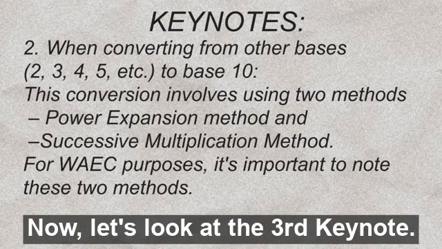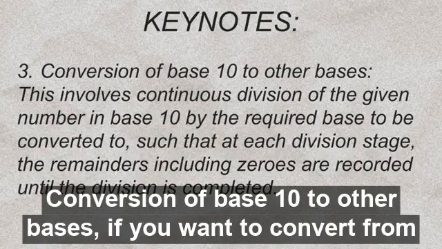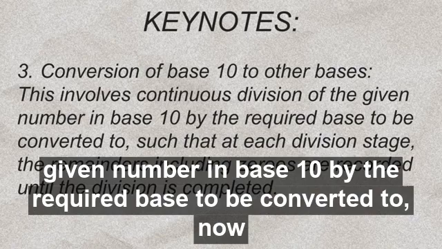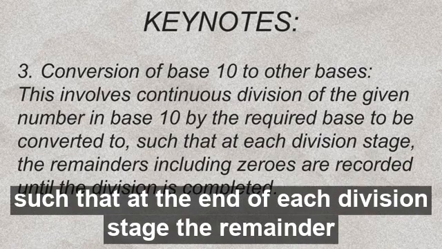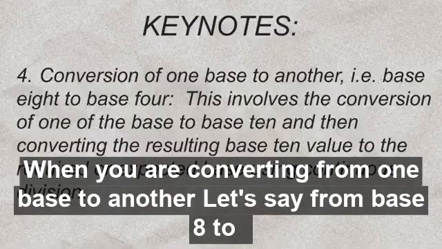Now, let's look at the third keynote: conversion of base 10 to other bases. If you want to convert from base 10 to other bases, this involves continuous division of the given number in base 10 by the required base to be converted to, such that at the end of each division stage, the remainder, including the zeros, is recorded until the division is completed. Now, keynote 4.